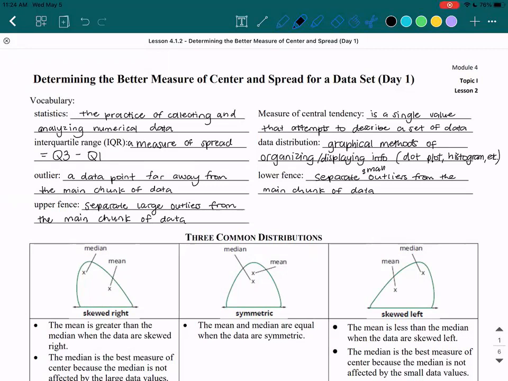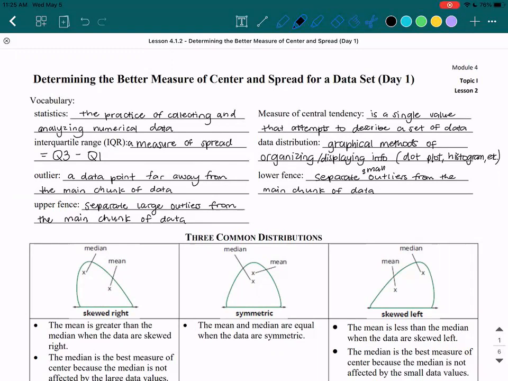Our third vocabulary word is interquartile range, also known as the IQR. It is a measure of spread, so it helps describe how spread out your data is. So the formula for the IQR is Q3 minus Q1. Do you remember Q3 and Q1 from the 5-number summary? Those are two of the numbers that we use in the box and whisker plot.